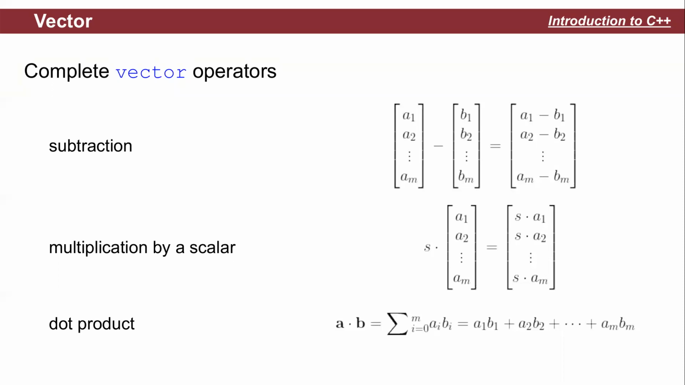Yes, so we can proceed with the exercise, and you can go to the multiplication by a scalar, which is basically the to-do after the subtraction, and then you can go on to the dot product.